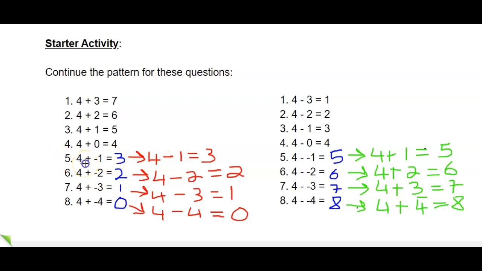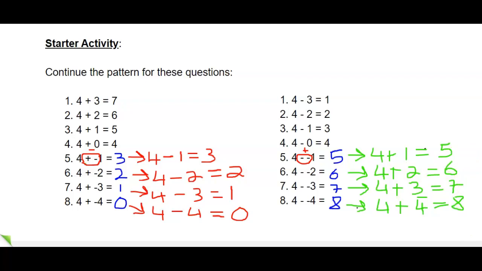When you see the two signs in the middle there, I do not want you to get confused and not know what to do. So we have a negative and a positive sign inside here, so that means we have to subtract. That's why we get 3. Here we have two negative signs, that means we have to add. That's why we get 5. 4 plus 1 is 5, and 4 plus 3 is 7. So just be mindful of that.